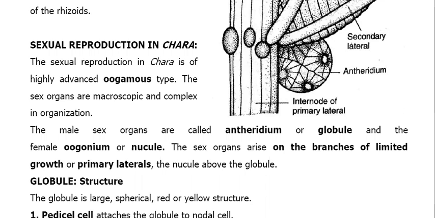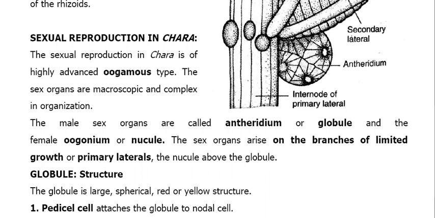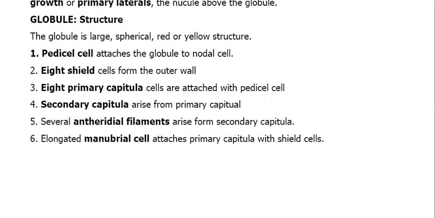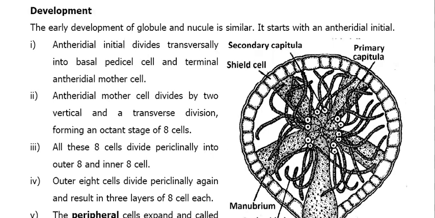The sex organs arise on the branches of limited growth, the primary laterals, with the nucule above the globule. The globule is a large, spherical, red or yellow structure. It is formed from the pedicel cell, 8 shield cells, 8 primary capitula, secondary capitula, and several antheridial filaments. Elongated manubrial cells attach the primary capitula with the shield cells. This is the structural organization of the sex organs.